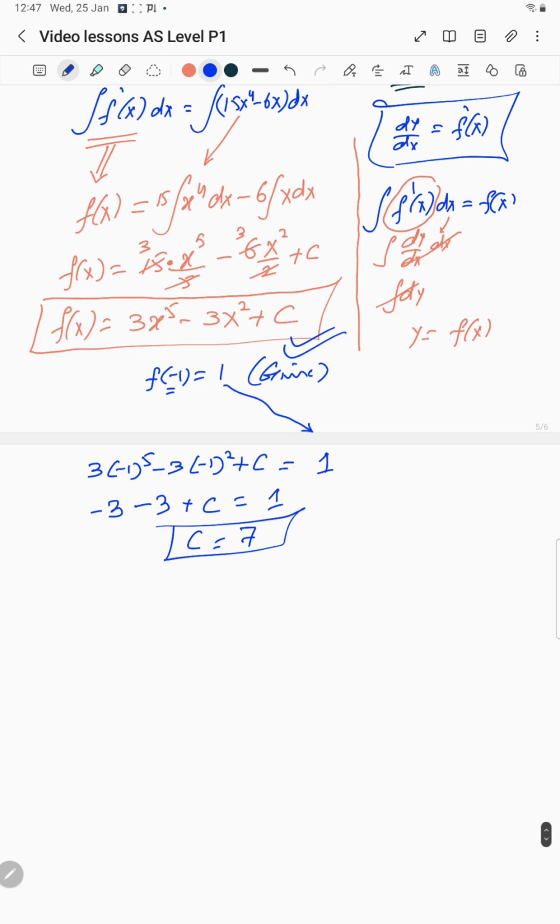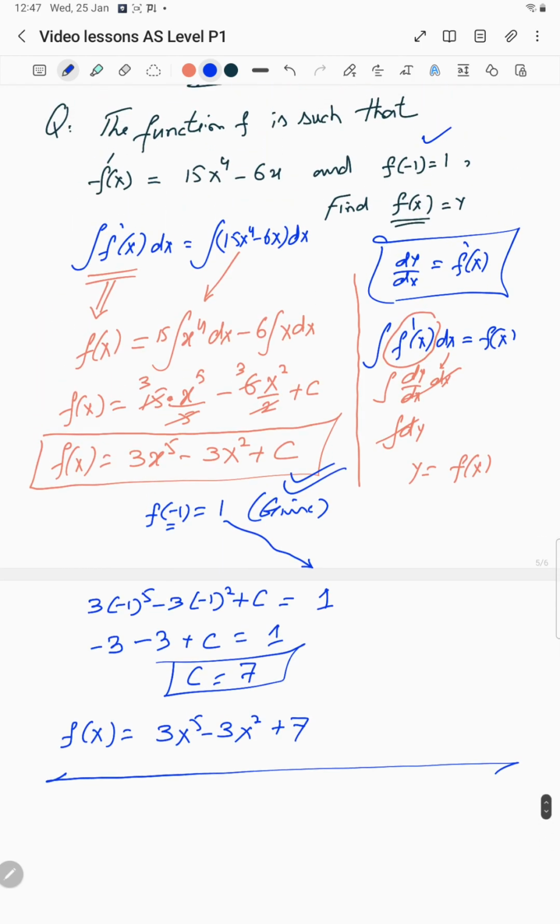So do replace the value of c in the function. After integration, we get the required function 3x^5 minus 3x square plus 7. This is my final answer. As we are looking for f of x, it is 3x^5 minus 3x square plus 7. I hope it's clear. Okay, good luck.